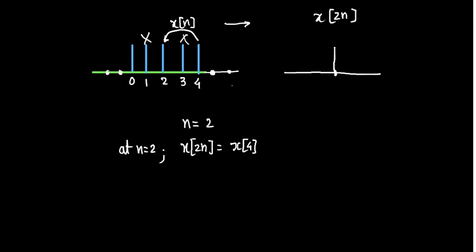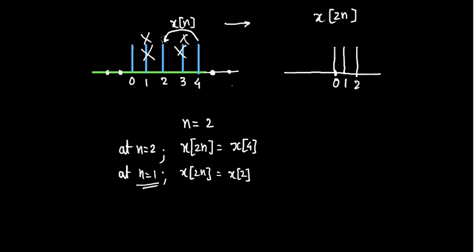So if n is 2, at n equal to 1, x of 2n is what? That means at n equal to 1, this is what? Okay, so it will be something like this: 0, 1, 2. At n equal to 1, the value at 2 will be there. These alternate samples will get cancelled. This will get sampled, this will get removed.